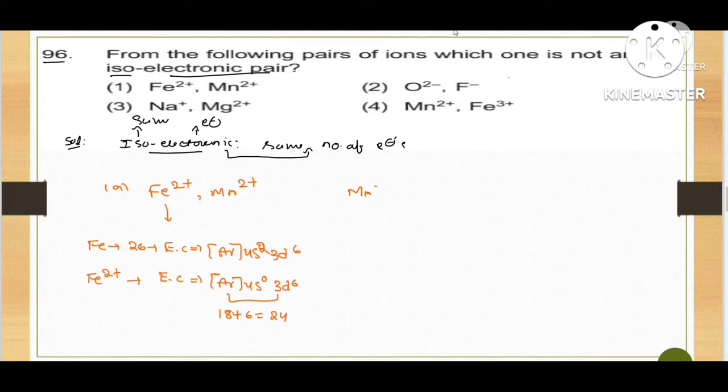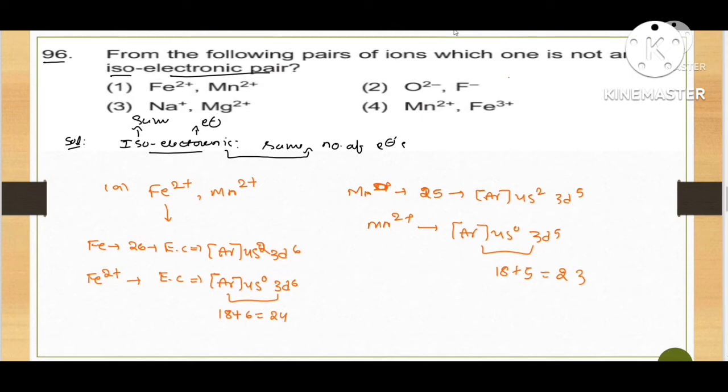Now let us verify Mn2+. Manganese atomic number is 25. Its electronic configuration is argon 4s2 3d5. Here also there is loss of 2 electrons, so it becomes argon 4s0 3d5. That means 18 plus 5 becomes 23. Here the number of electrons in Fe2+ is 24, and in Mn2+ it is 23.